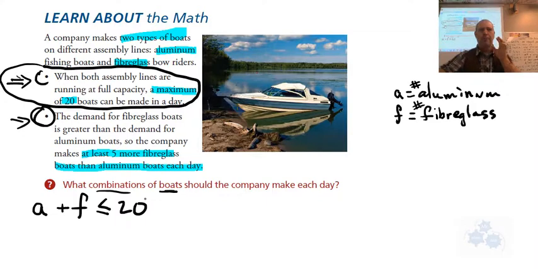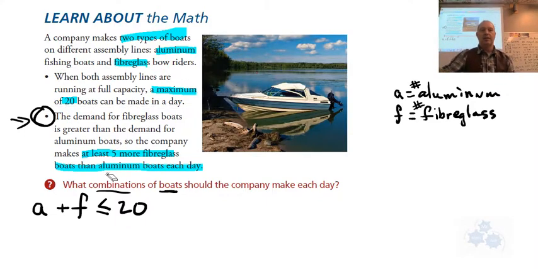All right, so the second one, let's focus on this one now. The demand is greater for fiberglass boats. So there's at least 5 more fiberglass boats than aluminum boats. Okay? At least 5 more. So if it was to be an equation, we would have to have 5 more what? Fiberglass boats than aluminum. So we would have to take the one that you're making fewer of and add 5 to it to equal the larger amount.